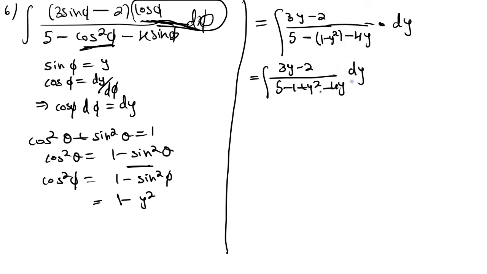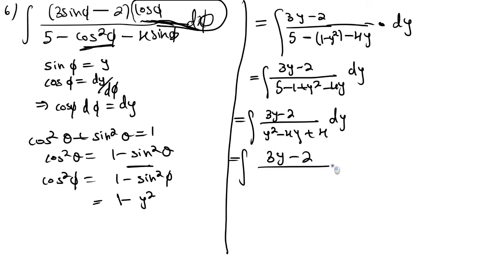into dy. So it's equal to the integration of 3y minus 2 divided by, here see, y square minus 4y plus 4 into dy. So we can write it as the integration of 3y minus 2 divided by y square minus 4y plus 4, which is nothing but y minus 2 whole square, into dy. Now it is in the simplest form, take it as equation star.